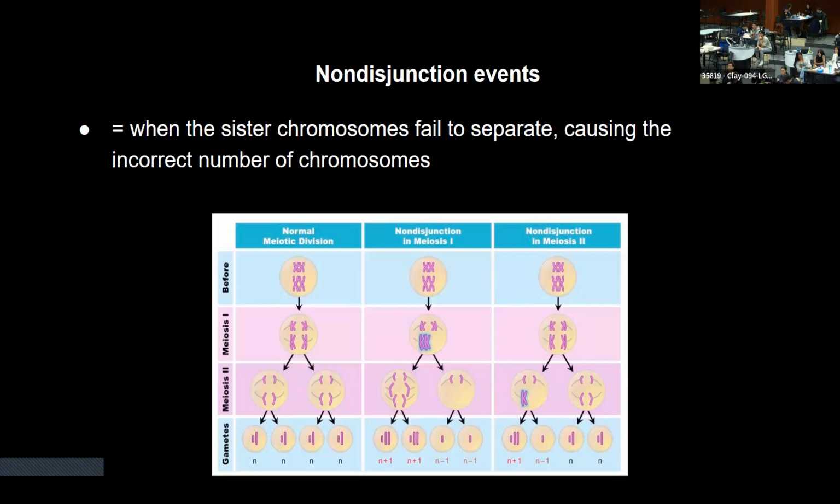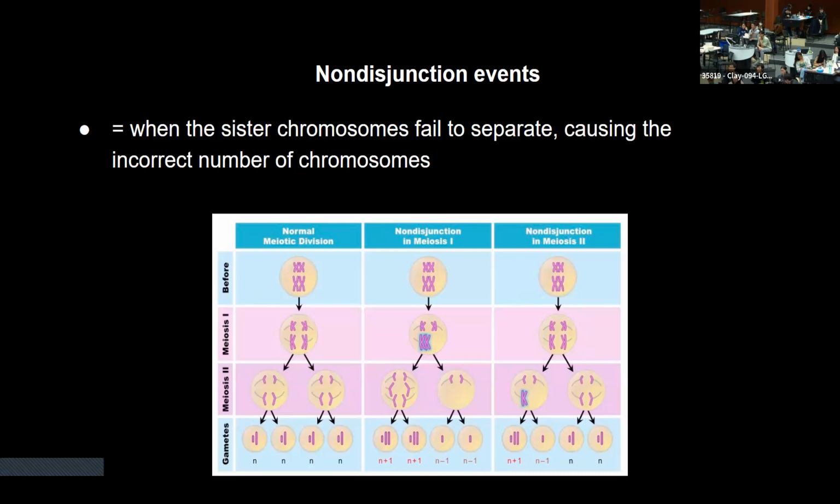So notice with normal meiotic division, it's completely fine. We have our 4 haploid daughter cells, whereas with non-disjunction in meiosis 1, we'll end up with 2 daughter cells with N+1 chromosomes and 2 daughter cells with N-1 chromosomes. Non-disjunction in meiosis 2, we have 1 daughter cell with an additional chromosome and 1 with 1 less chromosome, and the other 2 daughter cells are normal and fine.